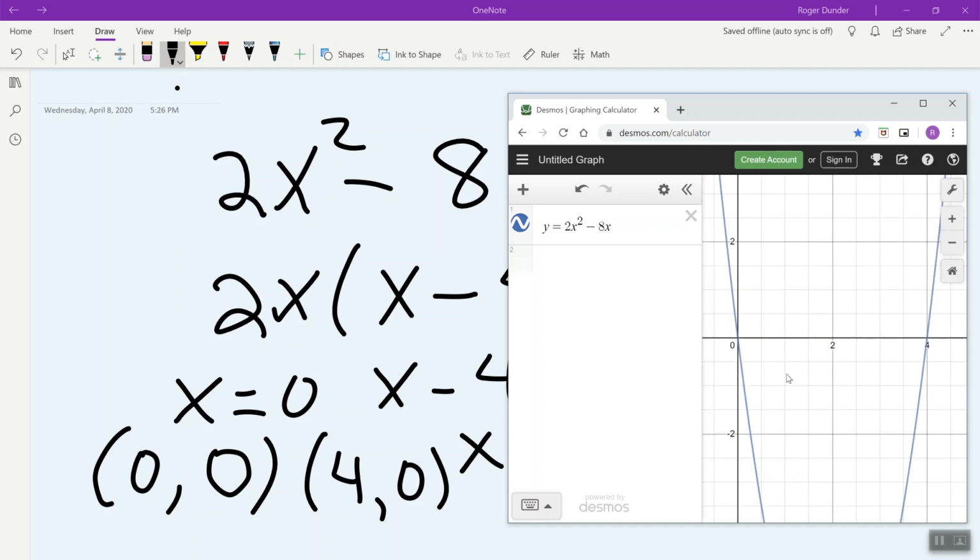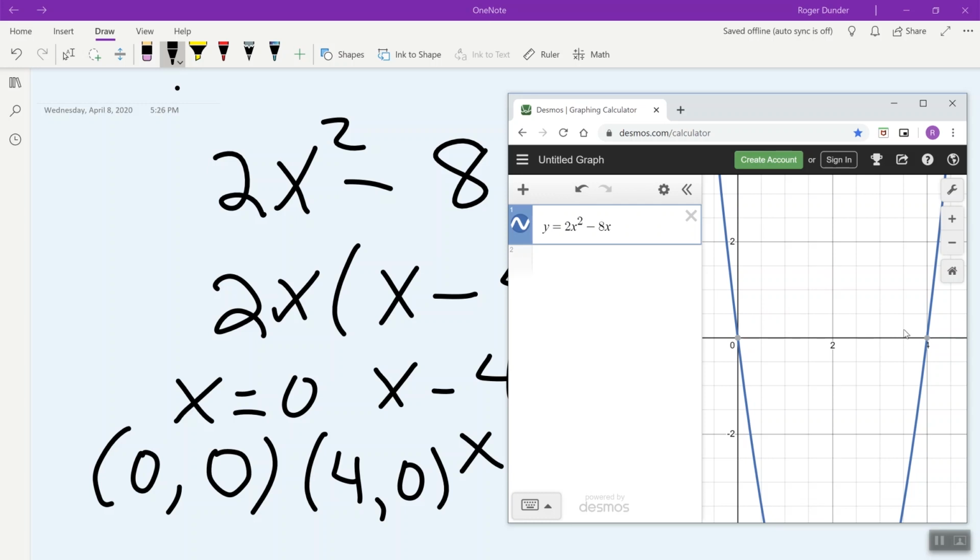Seeing this? I click right here. What are the coordinates of this? (0, 0). That's the first one that we solved. And what's this one over here? (4, 0). The exact same solutions that I wrote on the screen, solving it through factoring. So (0, 0) and (4, 0). These are our two roots, our two x-intercepts, the two zeros of the function.